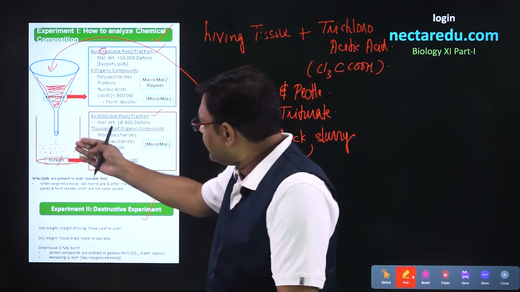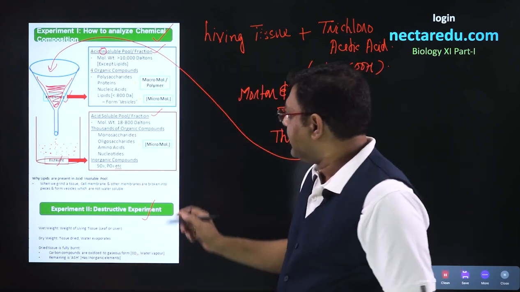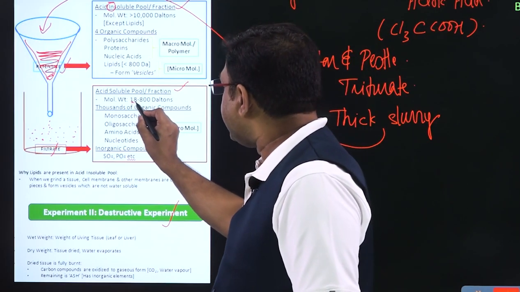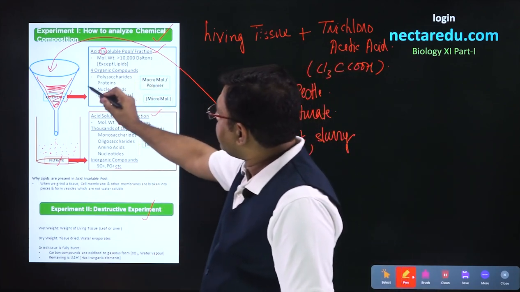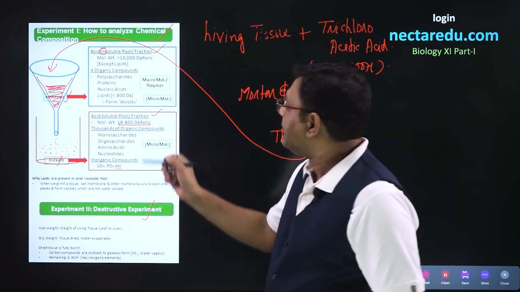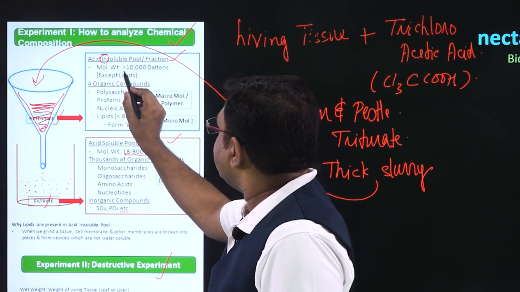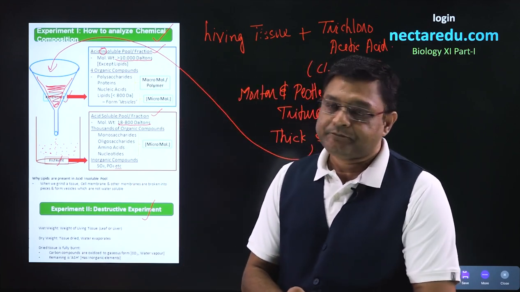Now, whatever comes down as acid soluble pool, its molecular weight is less. Its molecular weight is from 18 to 800 daltons. But if we see the retentate portion, the acid insoluble pool which has remained above, the molecular weight is larger and it is greater than 10,000 daltons over here.